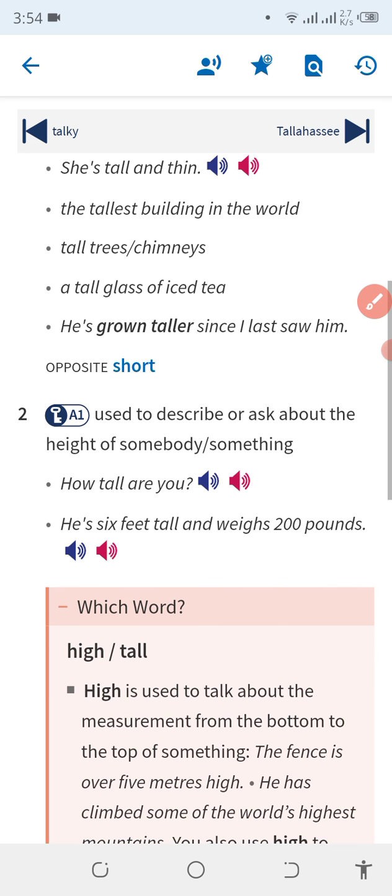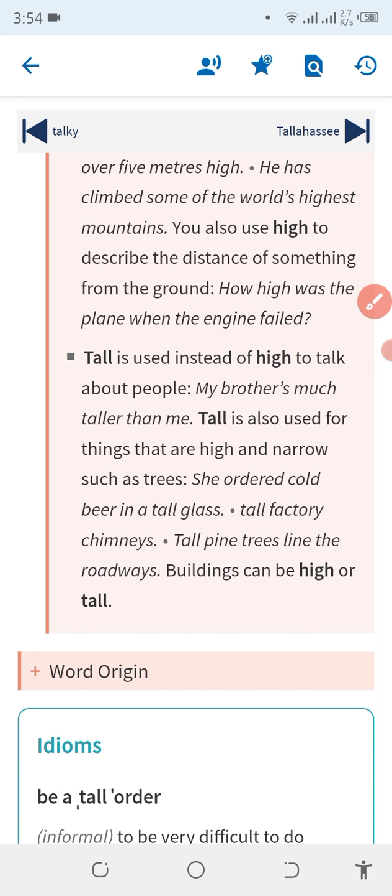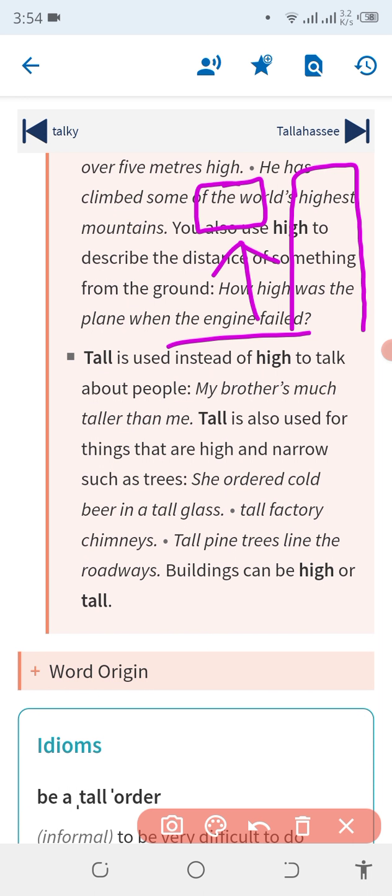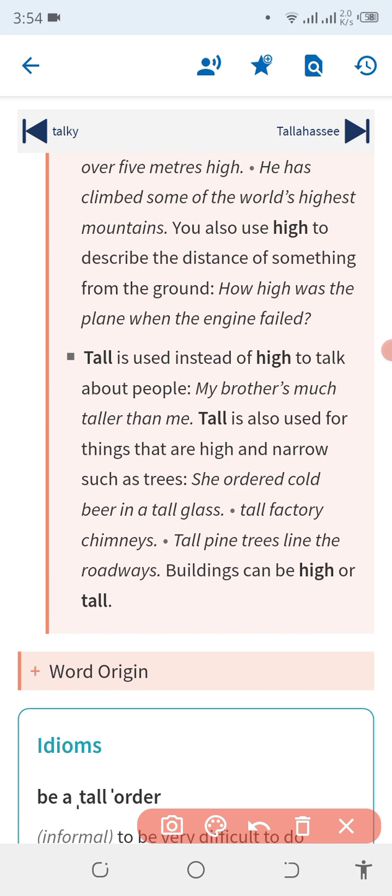Okay, and then it describes tall. It says tall is used instead of high to talk about people. This is specific information about people. So instead of saying high for people, you can simply say people are tall. My brother is much taller than me, not higher than me, but taller than me. Tall is also used for things that are high and narrow, such as trees. So this part is really important again. Being high and narrow means tall.